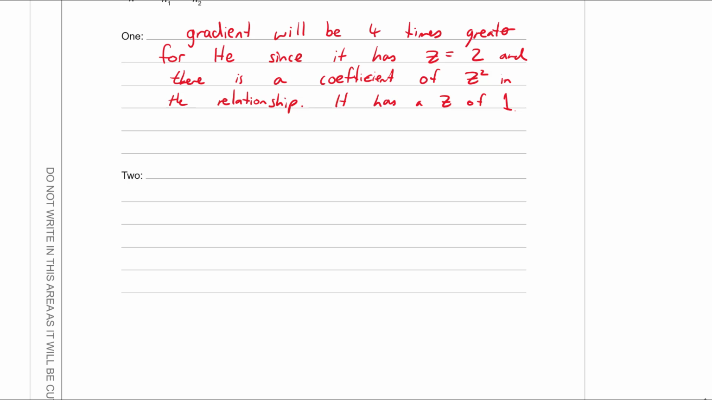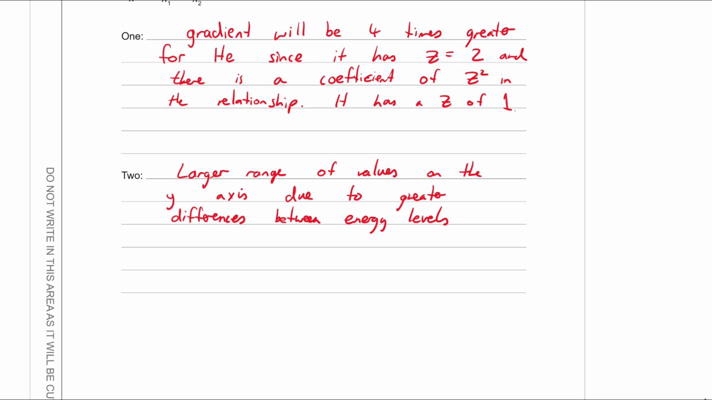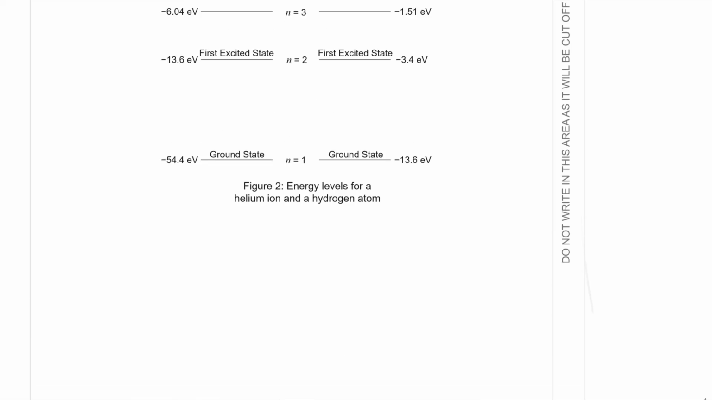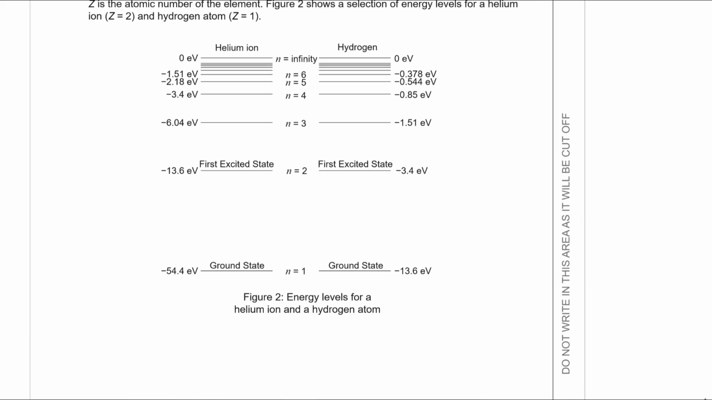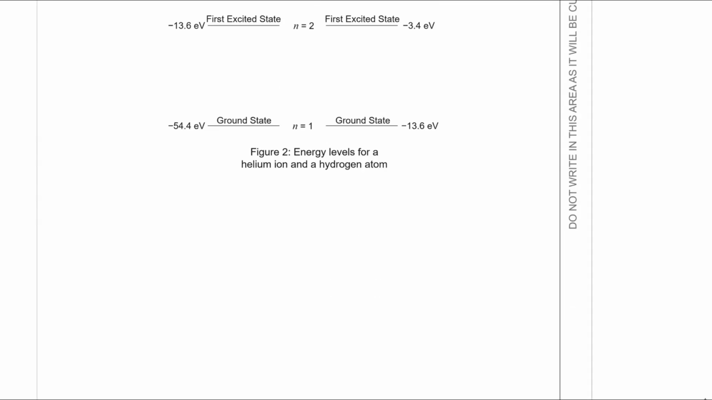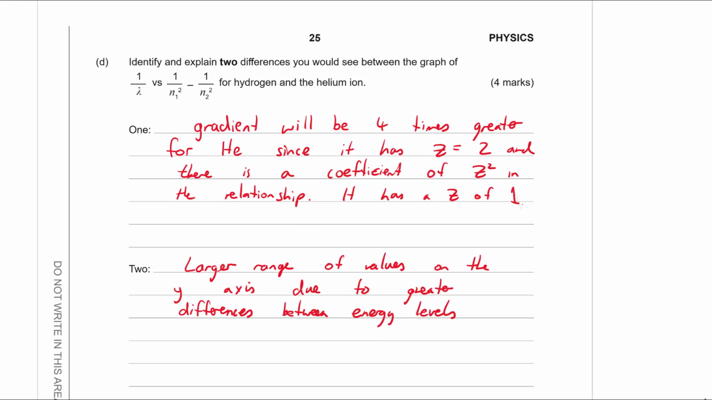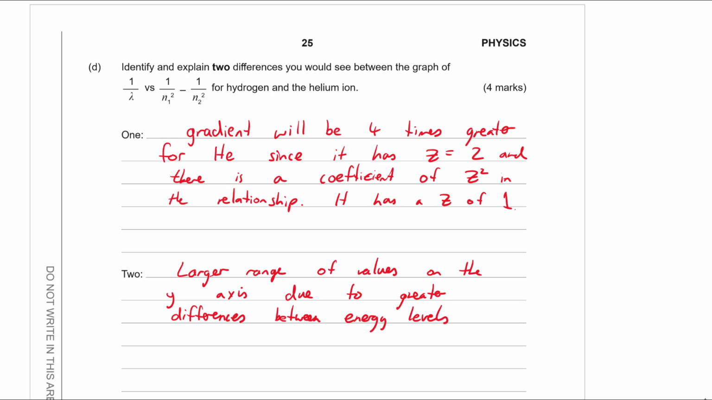So what they're looking for, they want you to specify that gradient means you're going to end up with a larger range of values in the y-axis, and that's going to be due to the greater differences between the energy levels. And I guess you could also draw that greater difference between energy levels by looking up here at this diagram as well, which might be why this diagram's here. I'm not sure why else they would put that here. But yeah, that was a funny way to end the question, but apart from that, we're all good.